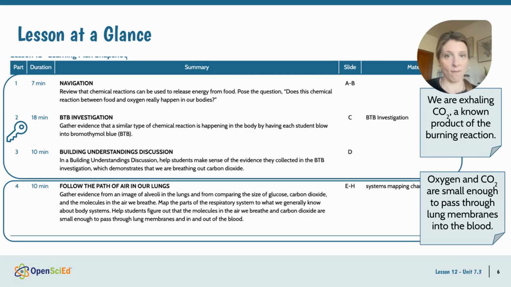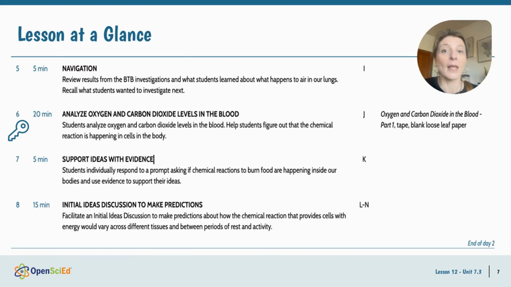Loop 2 is part 4, where we're going to map the path. We will analyze the alveoli and molecule sizes. We will figure out that oxygen and carbon dioxide are small enough to pass through the lung membranes and into the blood. And if these gases are entering the blood, then where is the blood taking them? That brings in loop 3.